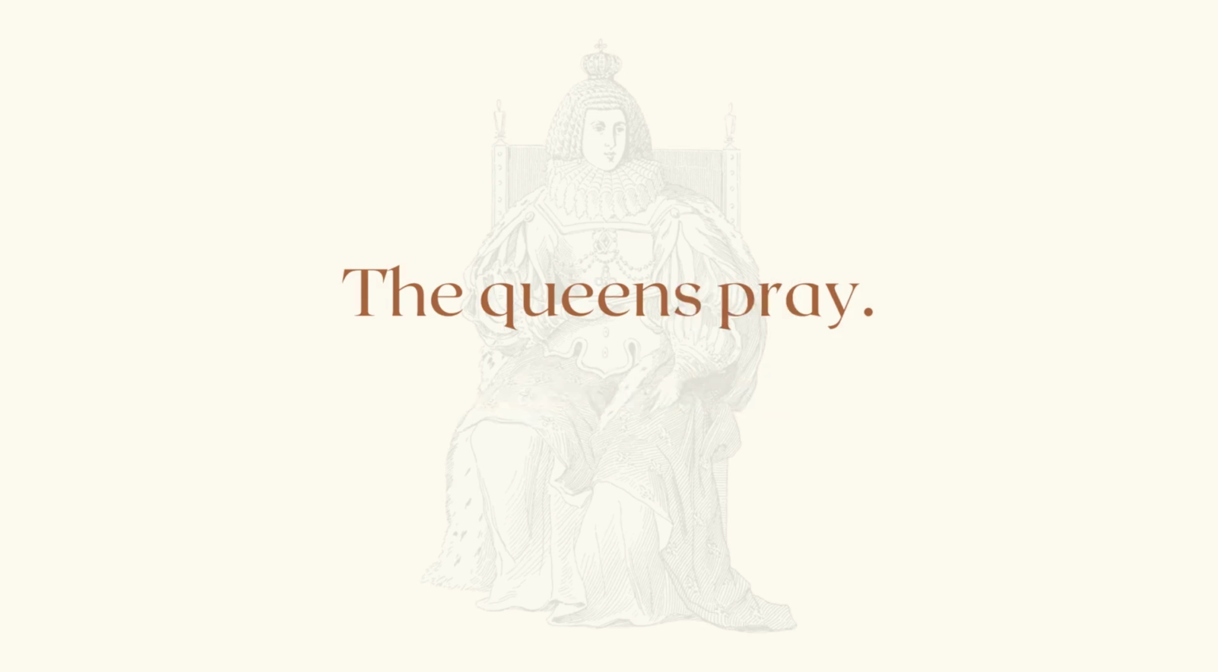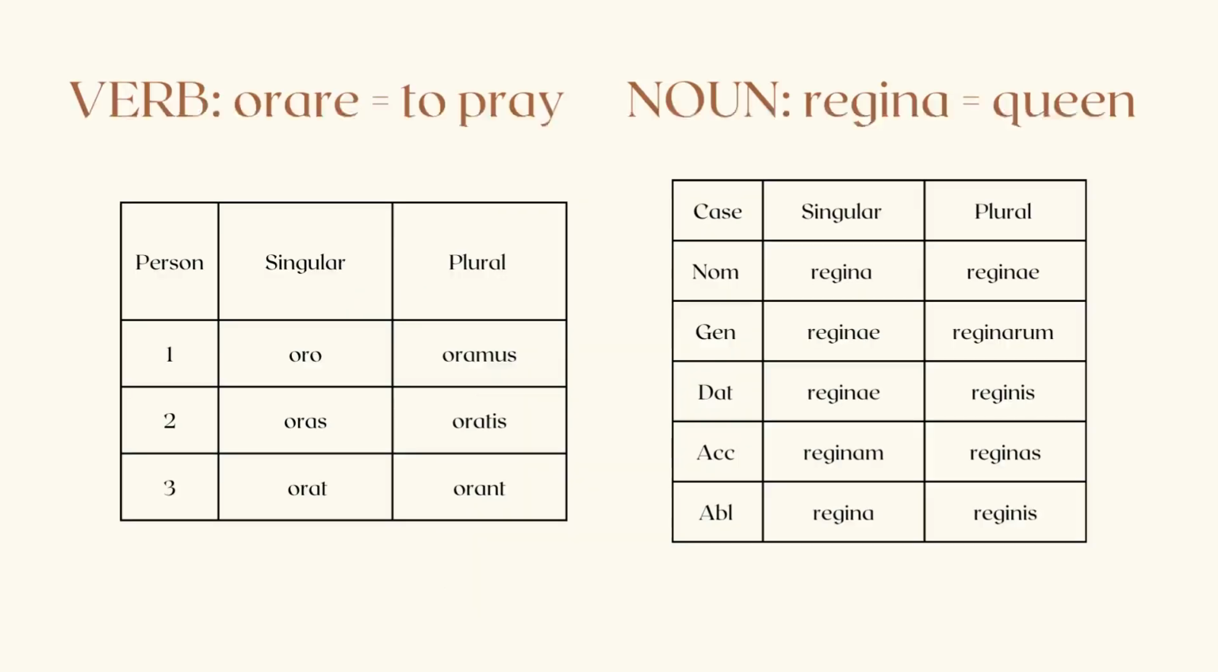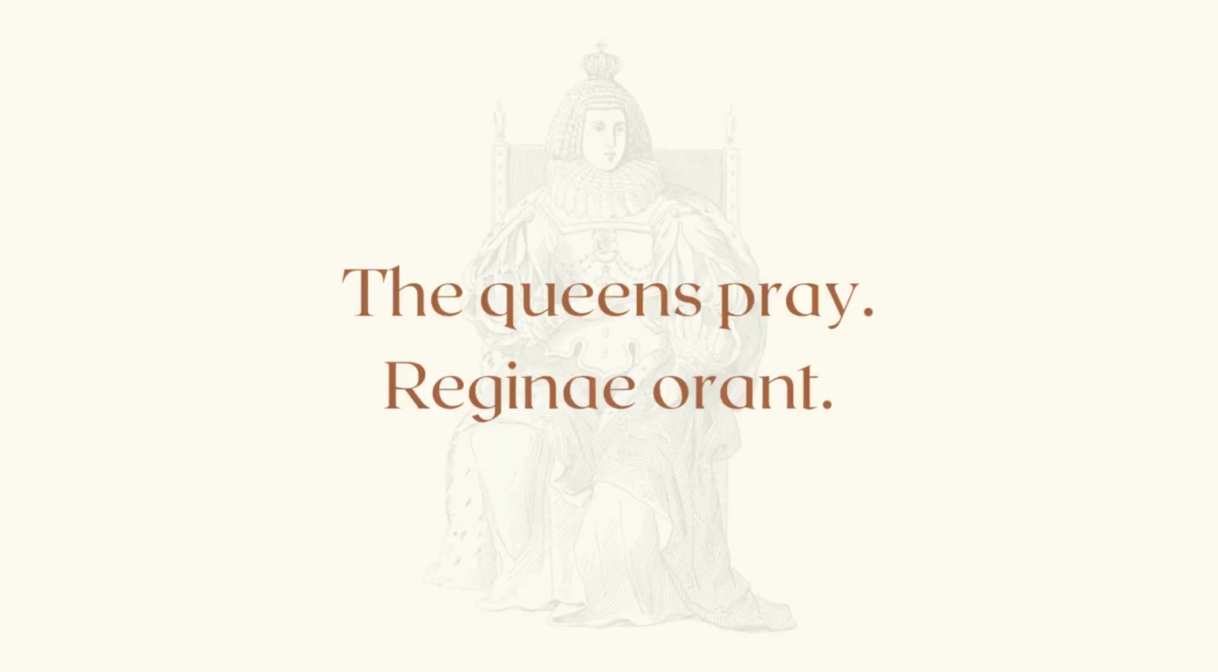Here's another example. This time, the Queens pray. Again, pray is our verb, and again, it's in the third person, but this time our subject noun, Queens, is plural. Therefore, we need to use the plural form of pray, which is orant. The subject noun, since it's plural, will be in the nominative plural form, which is reginae. And here's our finished sentence, reginae orant.